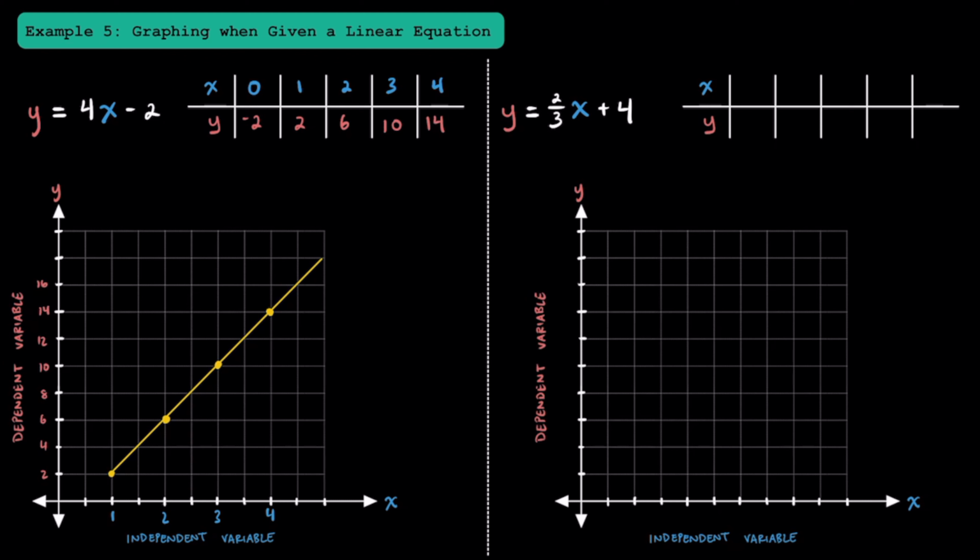Now go ahead and connect these dots and put an arrow on each end. There's the graph for this linear equation.